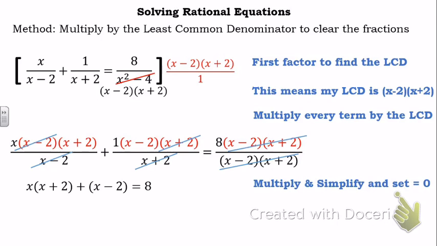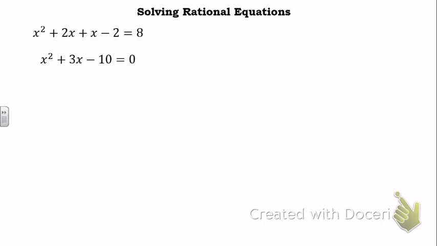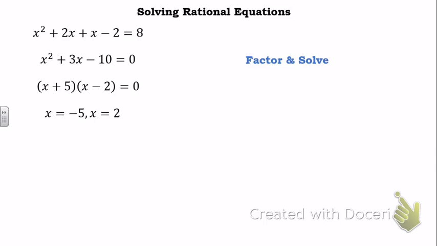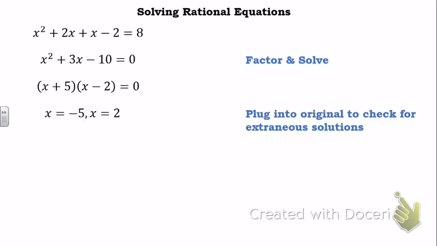Now I can multiply and simplify and set equal to 0. So I have x squared plus 2x plus x minus 2 equals 8. I now can combine my like terms. I get the quadratic x squared plus 3x minus 10 equals 0. And now I'm going to factor and solve. So it multiplies to negative 10, it adds to 3, so I get x plus 5, x minus 2 equals 0. And then solving, I have x equals negative 5 or x equals 2.